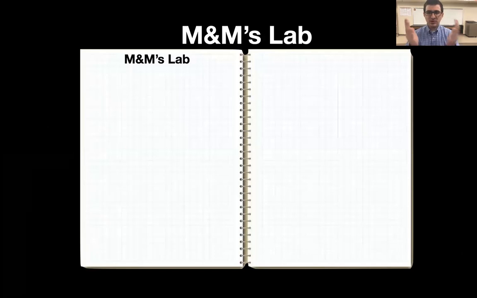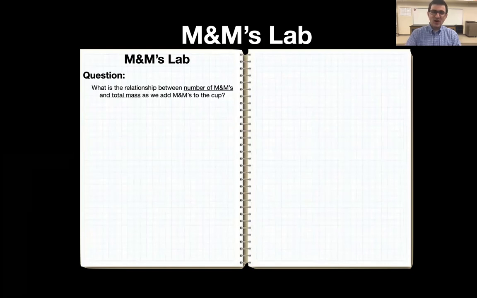So you're going to need 2 pages that are side by side, ideally, just so we can do the whole lab on those 2 pages. And then at the top of the very left, I want you to title it M&Ms lab. And then we have to write down our question for the lab. So for this lab, given the independent variable and dependent variable, what is our question going to be? And our questions are going to take the same form over pretty much the entire year. It's going to be, what is the relationship between the independent variable and the dependent variable? In this situation, it's the number of M&Ms and the total mass as we add M&Ms to the cup.